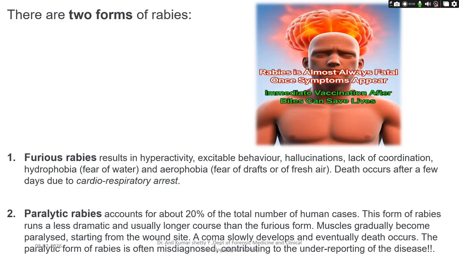Then coming to paralytic rabies, it accounts for about 20% of the total number of human cases. This form of rabies runs a less dramatic and usually longer course than the furious form. It will be of longer duration, and muscles gradually become paralyzed starting from the wound site. A coma slowly develops and eventually death occurs. Because of its paralytic form, the disease can be misdiagnosed, contributing to the underreporting of the disease.